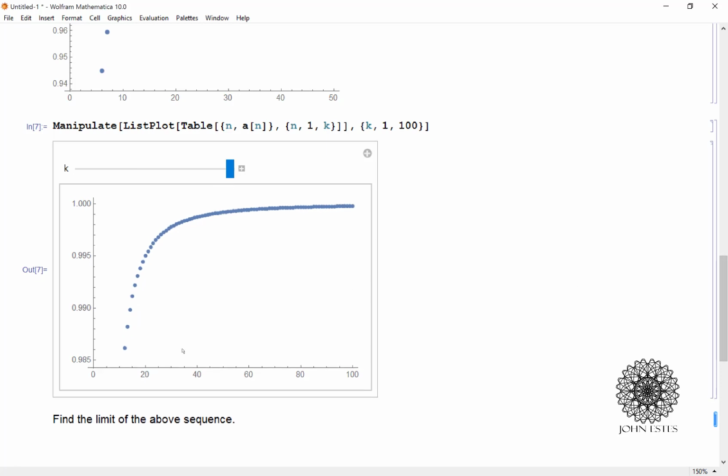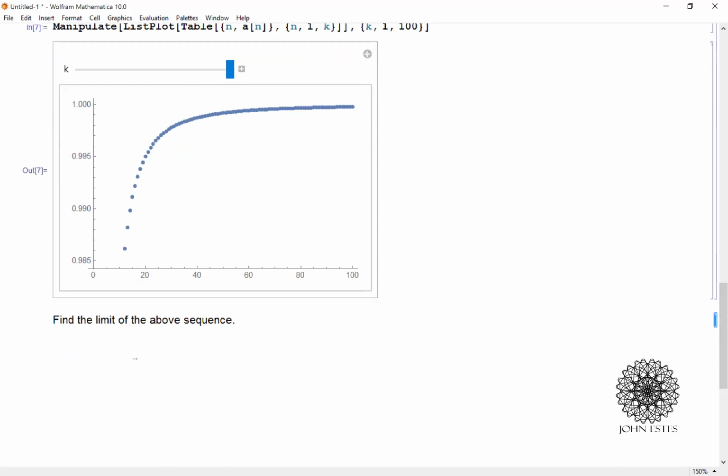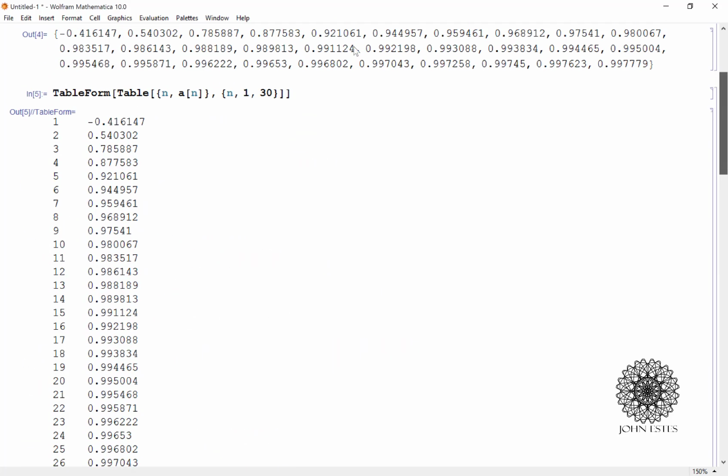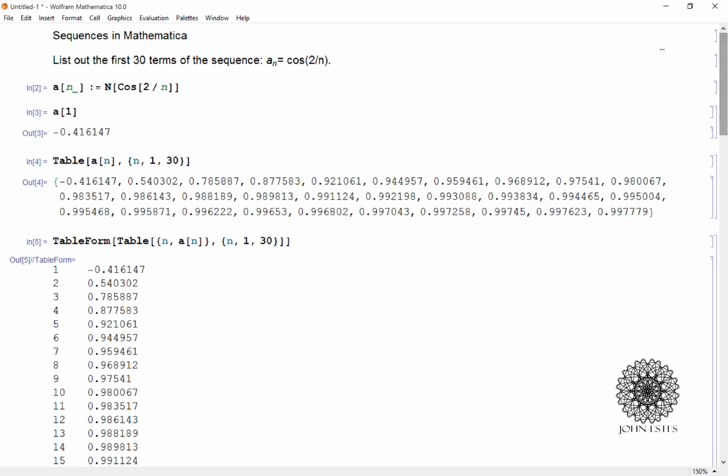So we can guess just by looking at the plot that there's some sort of asymptote here at 1. That would be a guess of what the limit of my sequence is. But to find out for sure, I'm going to use the Limit function. So I'm going to say Limit of a sub n, and here I want n going to infinity. Mathematica can calculate the limit. There it is, 1. And it says 1 followed by a period because remember we put a numeric function around our cosine at the beginning. But there it is.